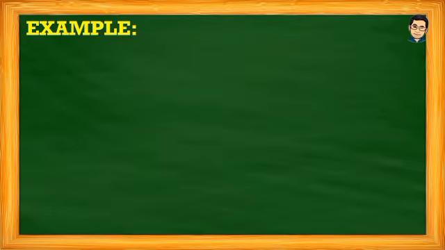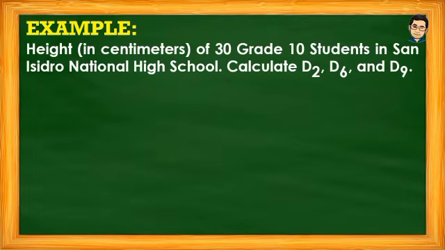So let us now move on to our example. So we have height in centimeters of 30 grade 10 students in San Isidro National High School. So calculate D sub 2, D sub 6, and D sub 9. So D sub 2 that is second decile, D sub 6 that is 6th decile, and D sub 9 that is the 9th decile. So ito po yung ating problem. So given po yung mga height. Ayan. So since group data na po tayo, frequency distribution table na po yan. So, let's proceed to our table.